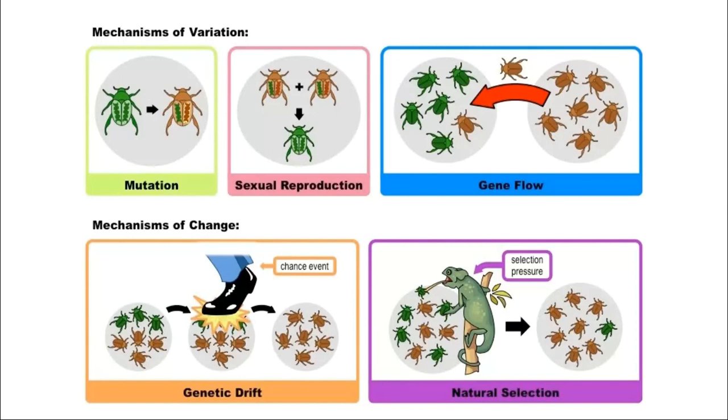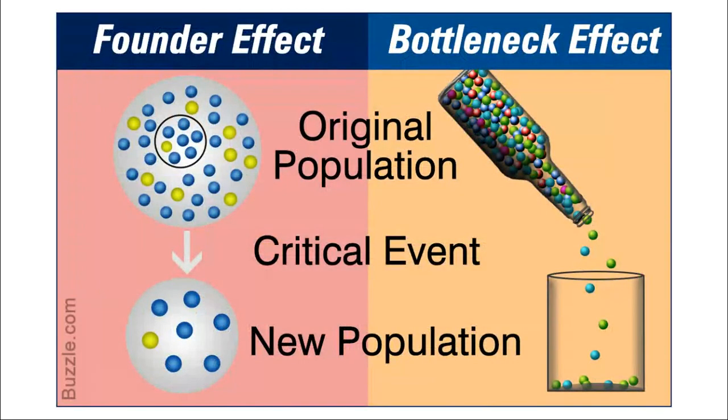Here we have an image that goes through all of those different ways in which we can introduce variation into the population. And here's the founder effect and the bottleneck effect. Due to these critical events, we can either see the number of characteristics being lessened, or we can see them being isolated from the population and therefore having their own alleles in that population.